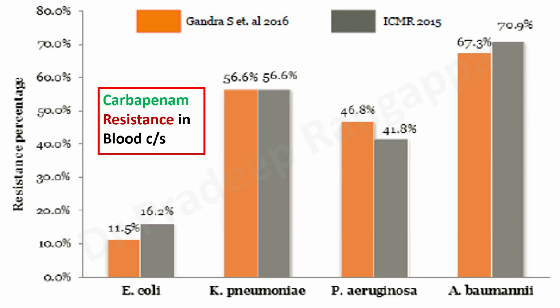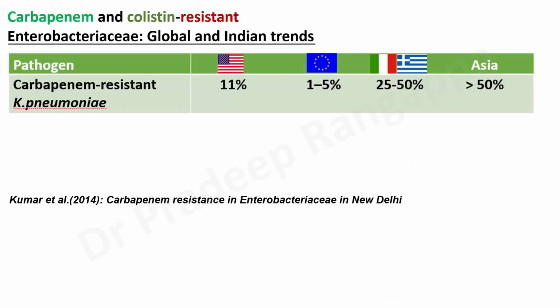Basically, all of this is to emphasize that carbapenem resistance is significantly increasing in most of these Enterobacteriaceae or ESKAPE organisms, whatever you want to call them. This is a good study which came out comparing resistance patterns globally. When you look at carbapenem-resistant Klebsiella pneumoniae, you see in Asia more than 50% of them are resistant.